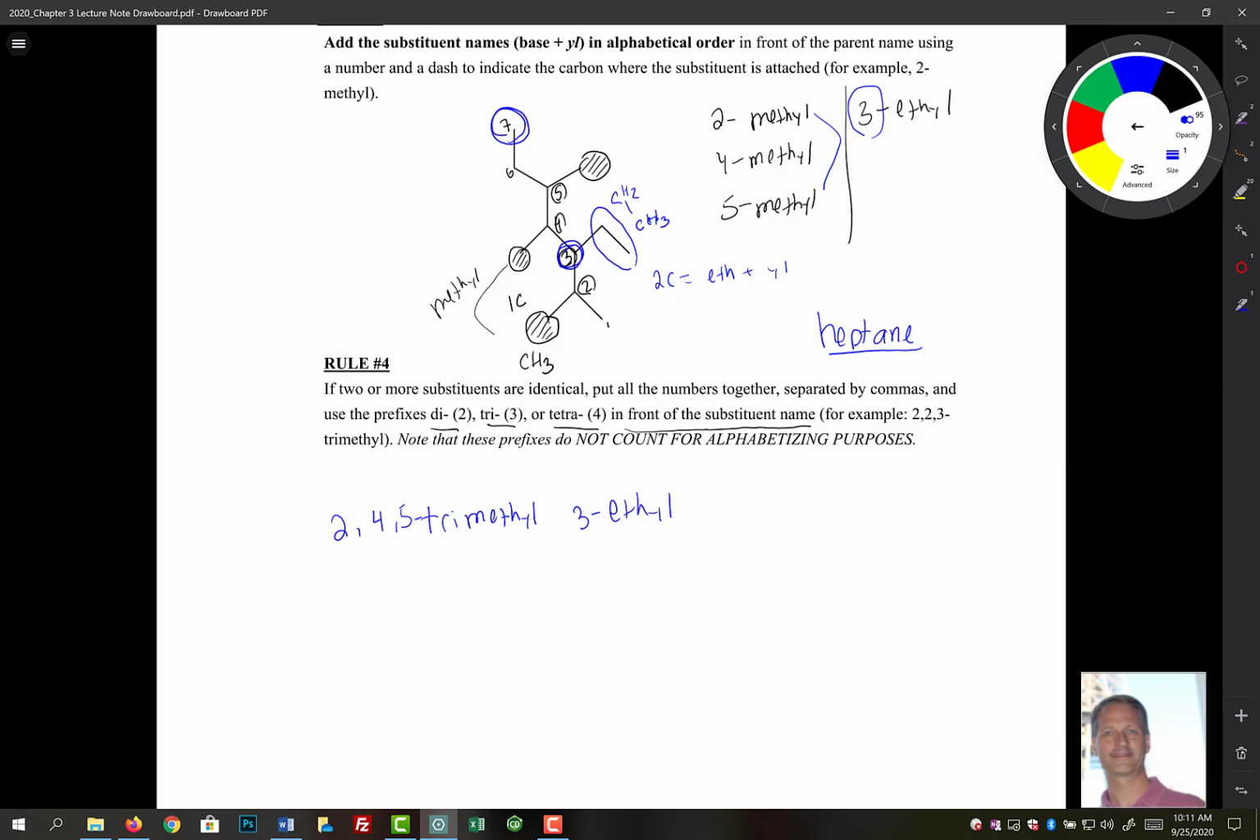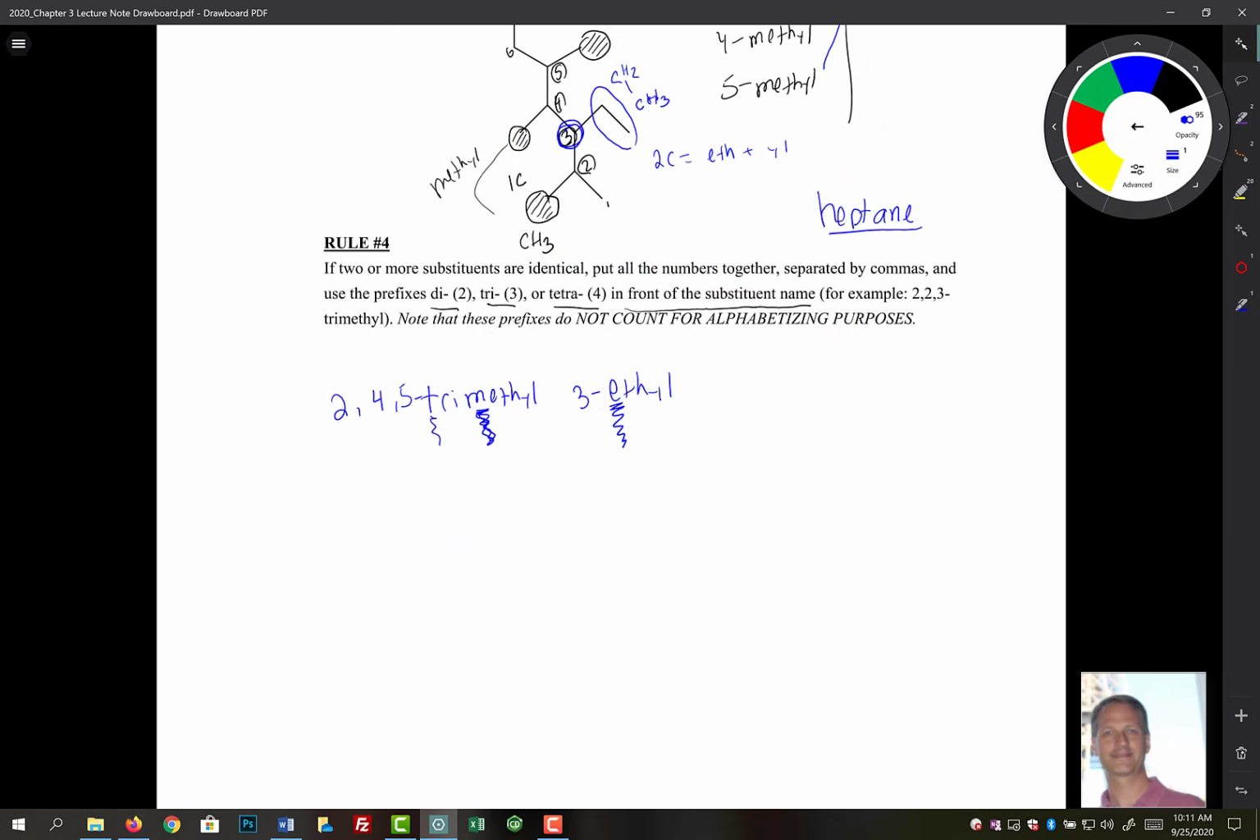Now, what we're going to do is put these in alphabetical order. That's the last thing that we're going to do here. When we do that, it's not the T that counts. It's the M of the methyl that counts in this situation. So the methyl counts, and then the E here counts for your ethyl. So putting all of this together in alphabetical order, ethyl, E beats M.